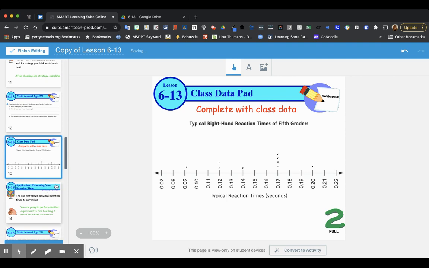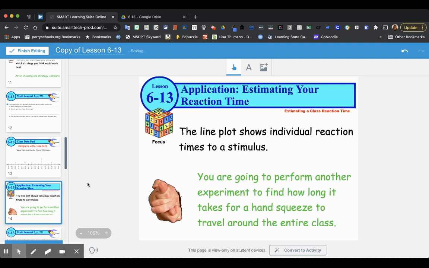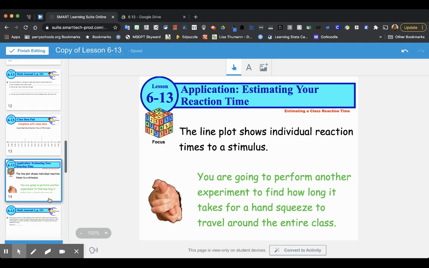You may have to rewind to come back to this, but what we're going to do is we'll see that the line plot shows individual reaction times to the stimulus. You're going to perform another experiment. Actually, we're not going to do this one because multiple reasons. We're not going to do the hand squeezing. Biggest reason, we're virtual.